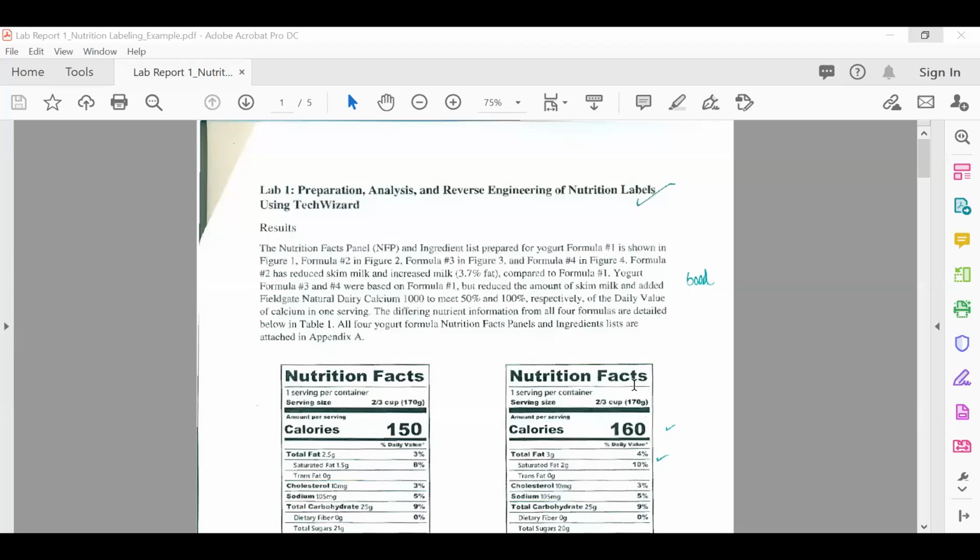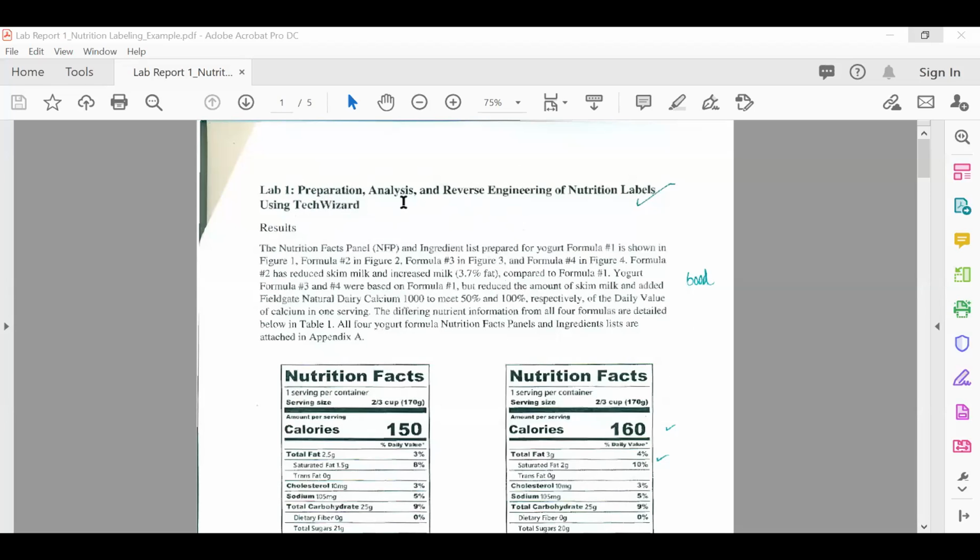Again, just have a look, take notes. Please don't take a picture, for the sake of you creating the work on your own. I just want you to have a look with me here and take notes. So a descriptive title is what you're asked to put together. In this case, this person was creative: preparation, analysis, and reverse engineering of nutrition labels using TechWizard. So it's important to state, for example, the program and what you have conducted. You don't have to have the exact same title.